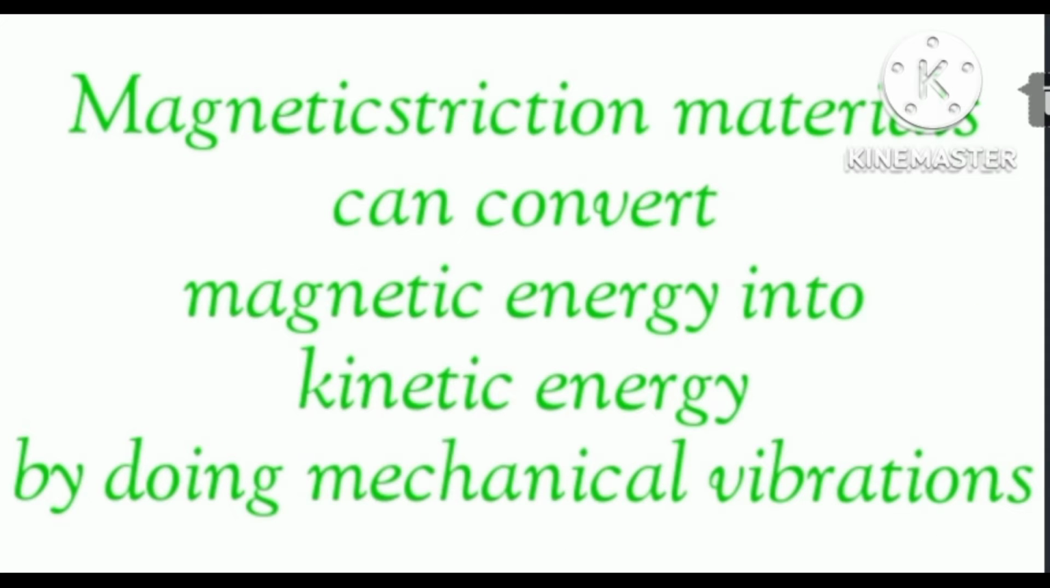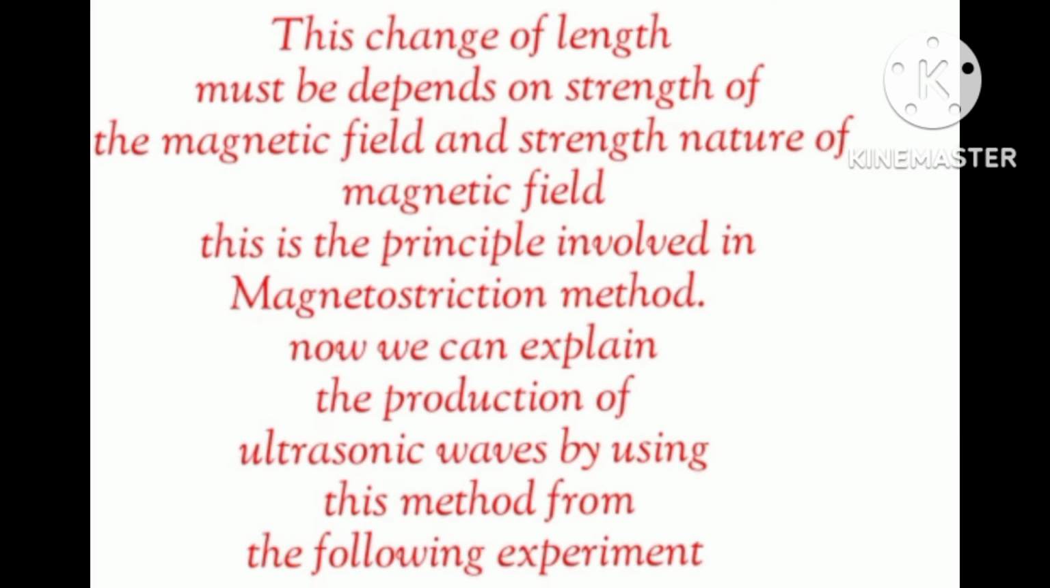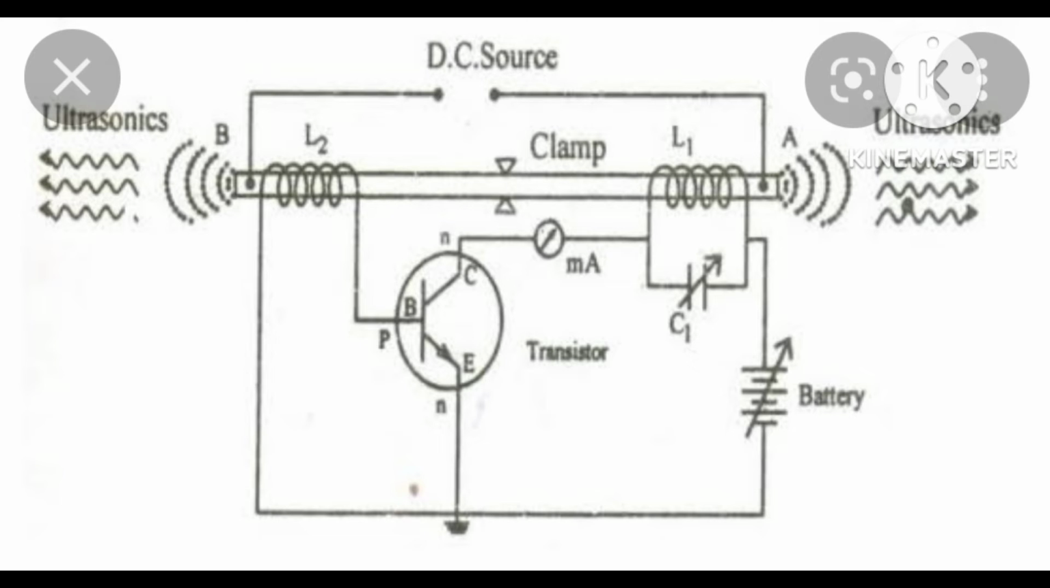Magnetostrictive material can convert magnetic energy into kinetic energy by mechanical vibration. When a ferromagnetic material is placed in a magnetic field parallel to its length, a small expansion or contraction occurs in its length. The change in length depends on the strength and nature of the magnetic field. This is the principle involved in the magnetostriction method. Now we can explain the production of ultrasonic waves by this method from the following experiment. Let us see the experiment.